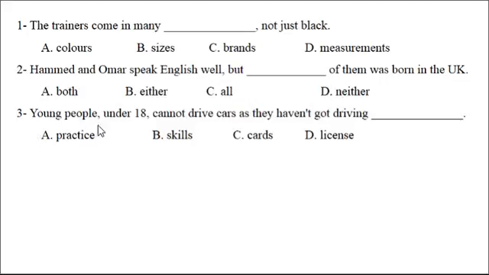3. Young people under 18 cannot drive cars as they haven't got driving space. 4 choices: A, practice, B, skills, C, cars, D, license. The right answer is D, license, driving license.